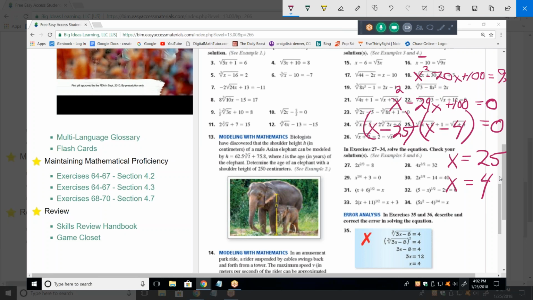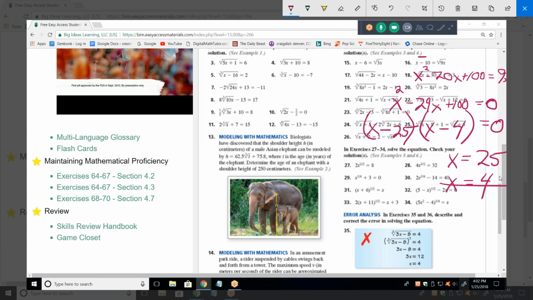Instantly, I can see that if I plug 25 in for x, the left side's positive and the right side's positive, so that's going to work. But if I plug in 4 for x, the left side's negative. Well, that can't be. You can't take the square root of anything and get a negative number. So it's impossible for the left side to be negative, so we immediately can rule out that one.